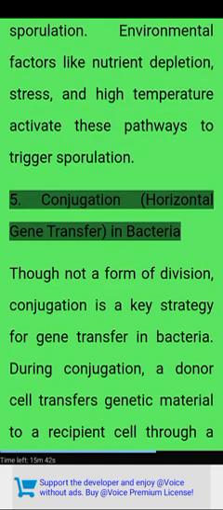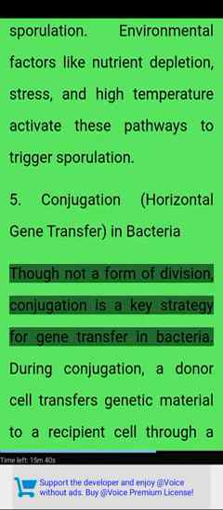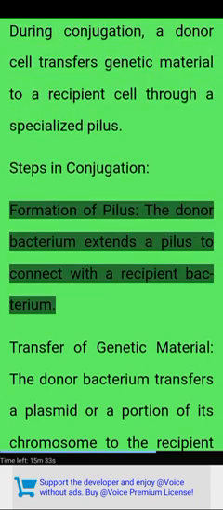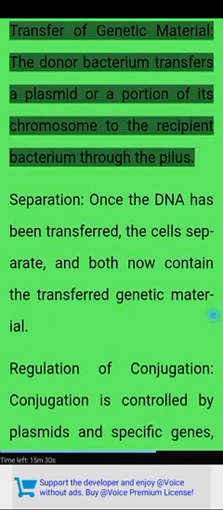5. Conjugation. Horizontal gene transfer in bacteria. Though not a form of division, conjugation is a key strategy for gene transfer in bacteria. During conjugation, a donor cell transfers genetic material to a recipient cell through a specialized pilus. Steps in conjugation. Formation of pilus. The donor bacterium extends a pilus to connect with the recipient bacterium.